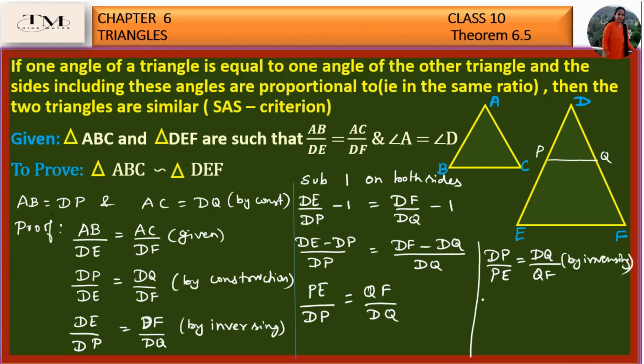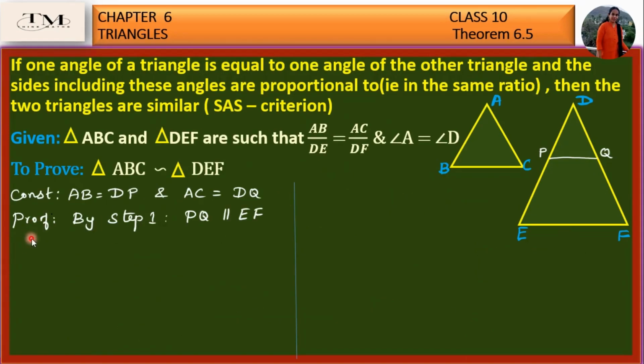So what happens? By converse of BPT, we will have PQ parallel to EF. So this is by converse of BPT. Okay, understood? So the remaining part will be in the next page. So in the previous page, we have proved that PQ parallel to EF.